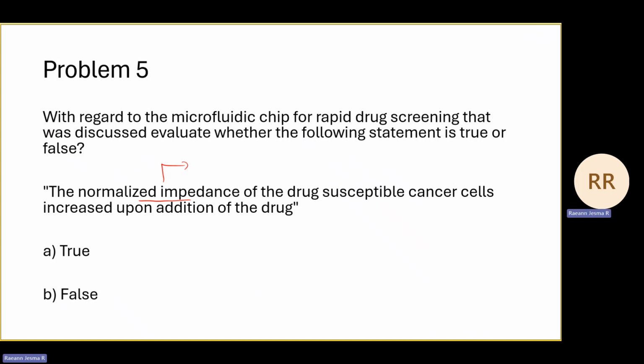So, does the normalized impedance increase, or does it decrease on the addition of the drug? Another important point that we noted is drug susceptible, which means that these cancer cells will die because of the drug. So when the drug is administered into the system, the drug can kill these cancer cells. So, this means that there is some kind of change that is happening in the cancer cell when we are giving the drug to the system. So, whether the impedance will increase or whether it will decrease.